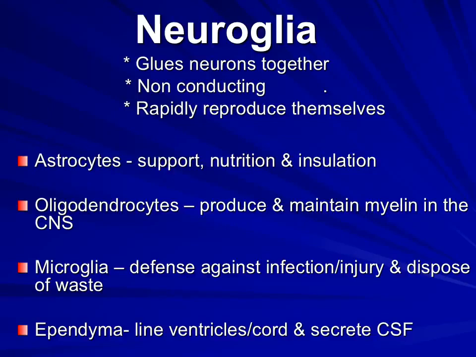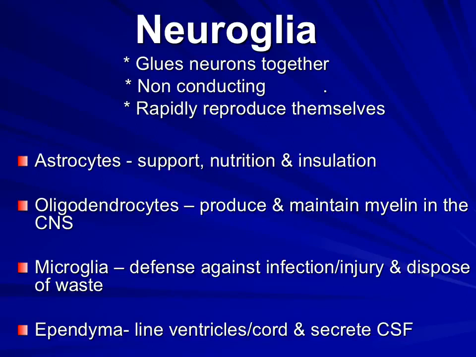Okay, so we have four main kinds of glia. The top three we talk about a lot. The bottom one we just talk about a little when we're talking about the ventricles. An astrocyte provides support and nutrition and insulation for the brain. It provides structure and nutrition and insulation.